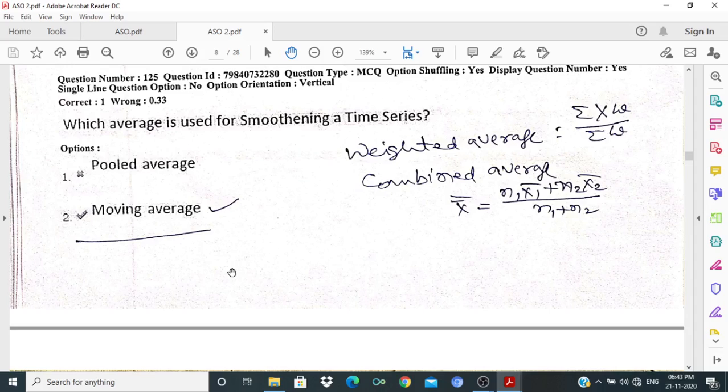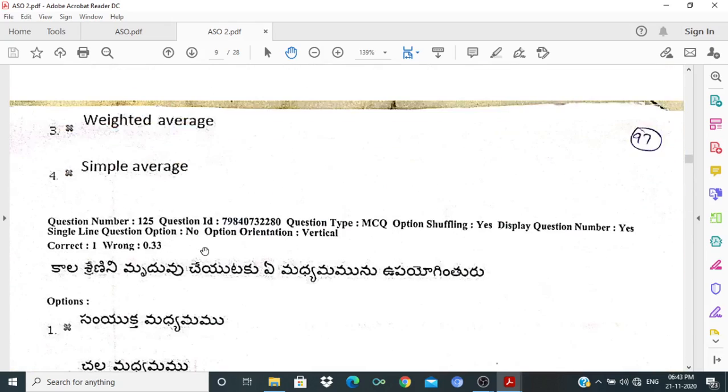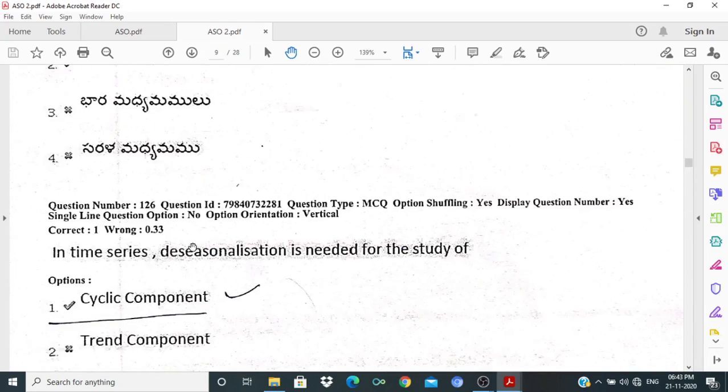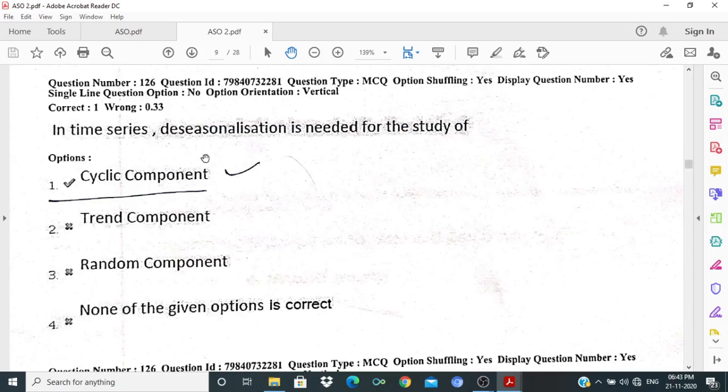Which average is used for smoothing a time series? Moving average. There are weighted average, combined average, moving averages. Moving averages are used for smoothing time series. Odd period, even period.